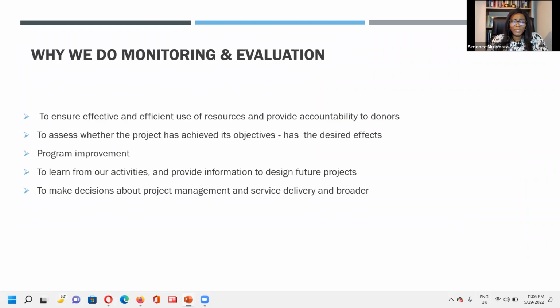Why do we do monitoring and evaluation? For me to have understood this was to look at my personal life, and I want you to look at your personal life. Why do you do monitoring and evaluation? It's like asking, why am I budgeting? Why am I controlling a budget?